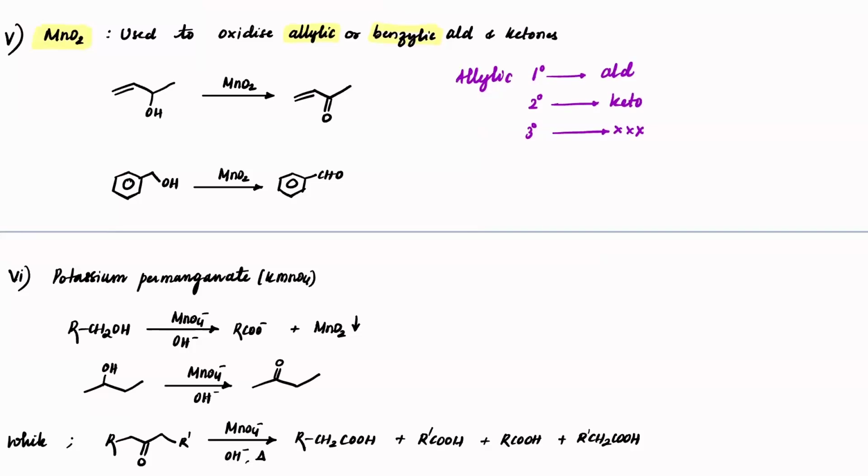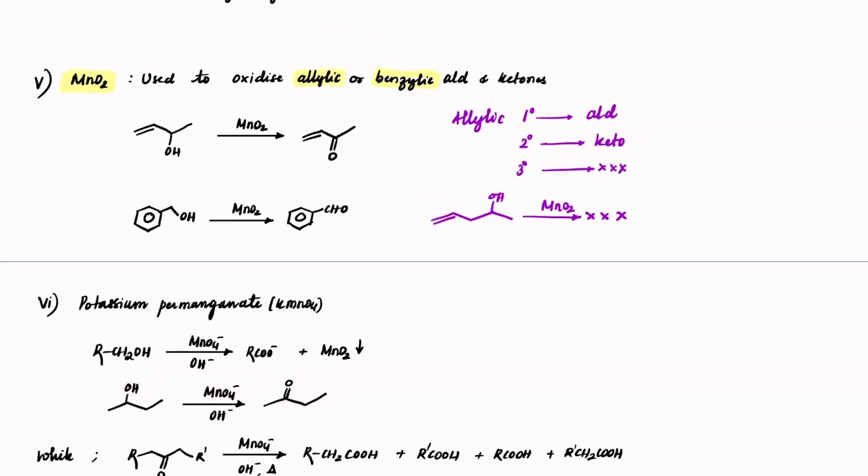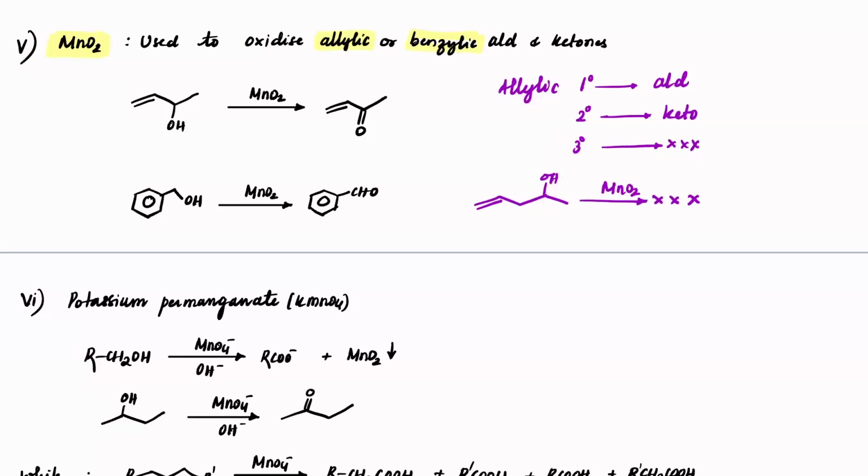So if you have non-allylic, let's say you have OH and a double bond here, and you are treating with MnO2, in such case also, you will not find any reaction. So MnO2 has a very simple role. It will only be used at allylic and benzylic positions. No mechanism is needed for these cases, so don't worry about those cases.